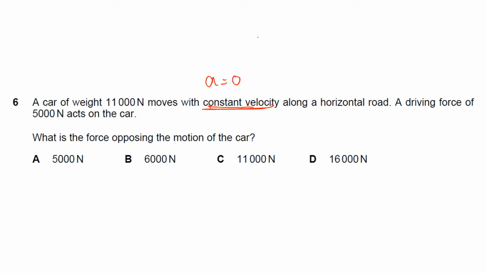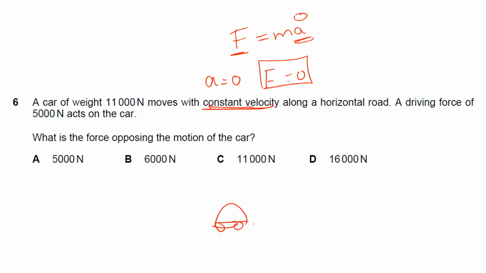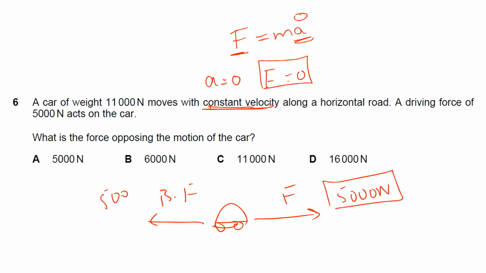And if acceleration is zero, then according to Newton's second law, the resultant force needs to be zero, right? So resultant force is zero. Resultant force zero means that if this is the car, then whatever force is acting forward is being cancelled out by whatever force is acting backwards. And so if the forward force is 5000 Newton, then 5000 Newton must be acting backwards.